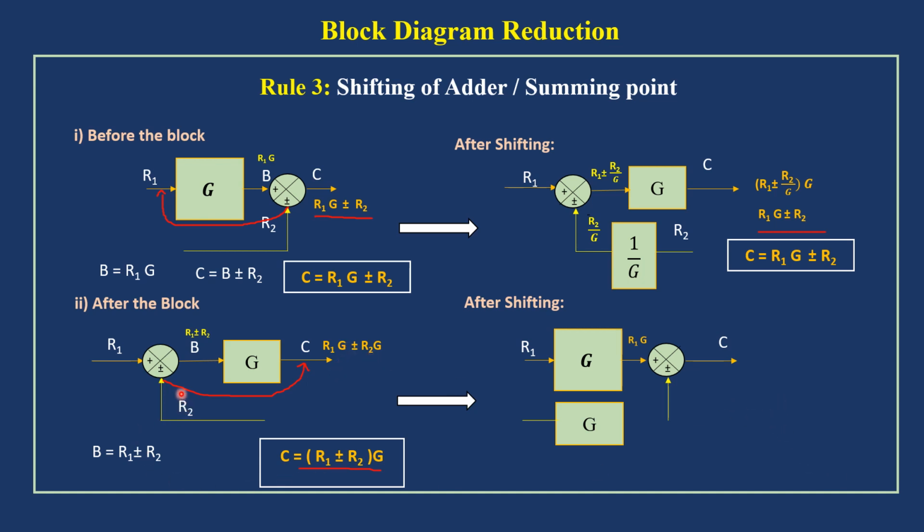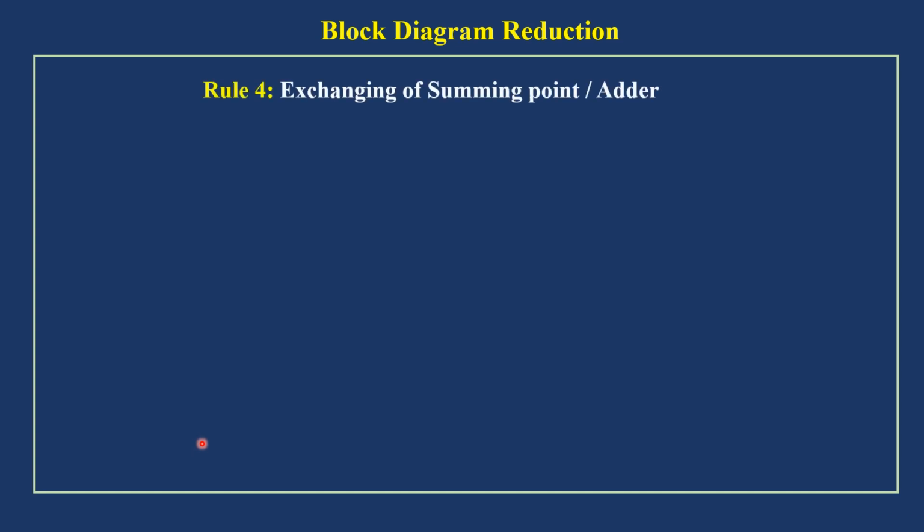So to shift the summing point after the block, we include the gain. And next one, exchanging of summing points or adders. If the system consists of multiple summing points, then I will tell you how to rearrange that.